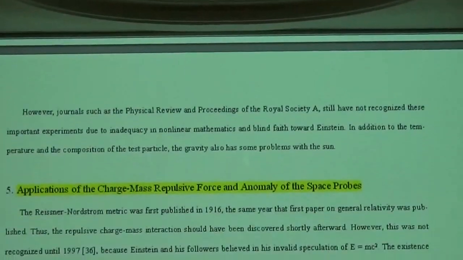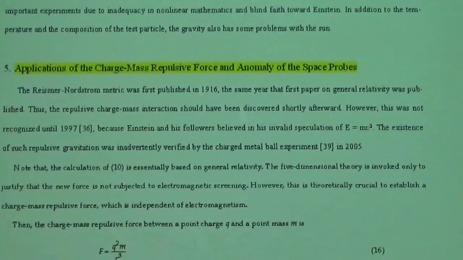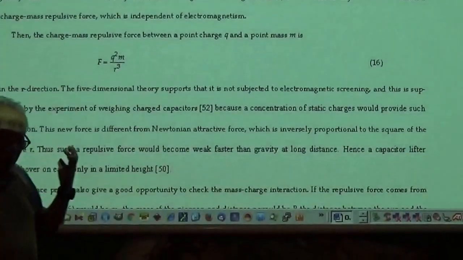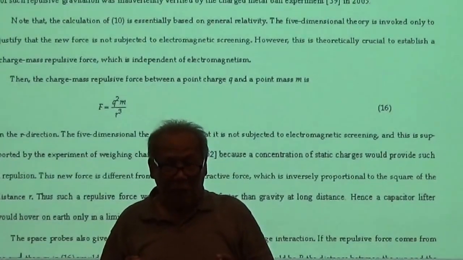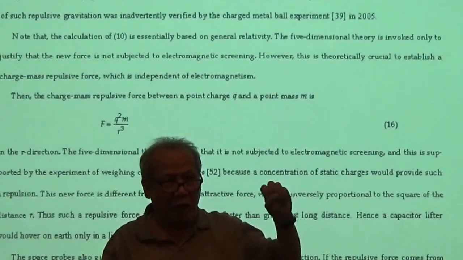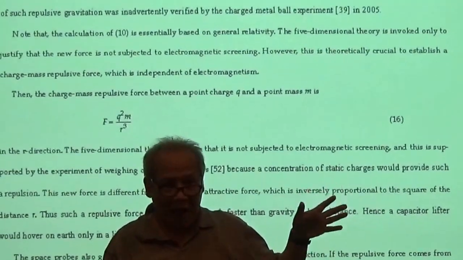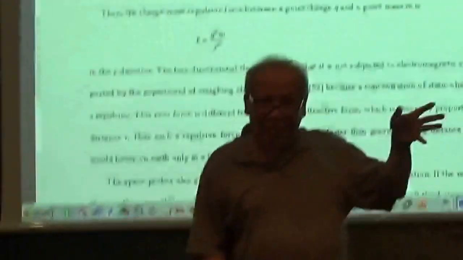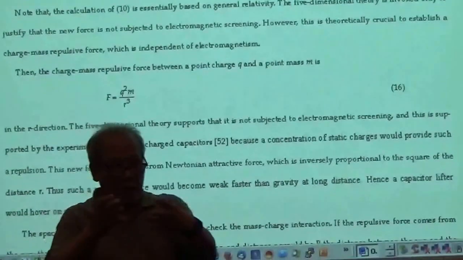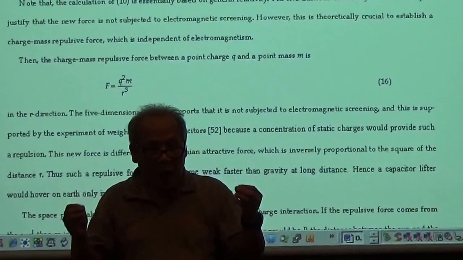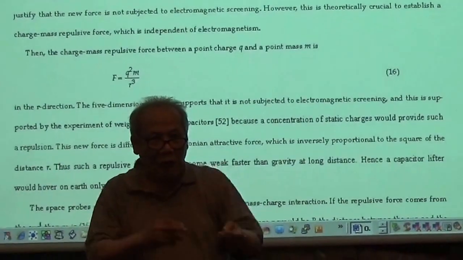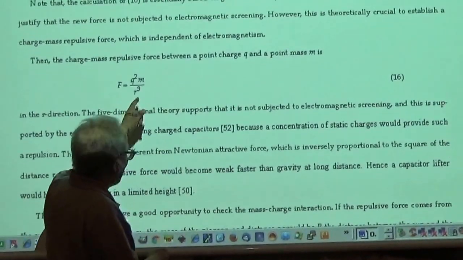Some application. Another problem is, I said that the Einstein theory cannot explain the anomaly of NASA. The anomalies can be explained in the five-dimensional theory, because the sun actually not only gives attractive force, it also gives a weak repulsive force.